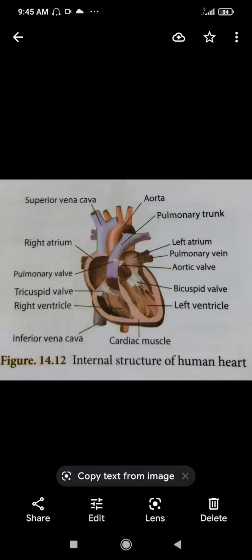Welcome students. Today we are going to learn about Unit 14 Transportation in Plants and Circulation in Animals. In the last class we studied the blood and its components and its functions. In this chapter we are going to learn about the structure of the heart.